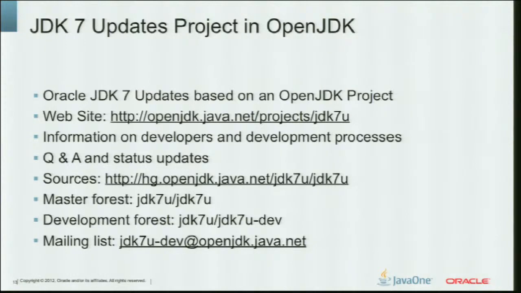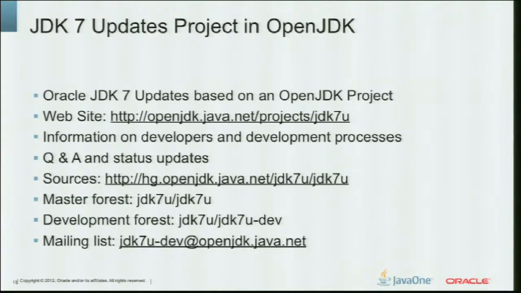And of course, there's the website I mentioned before on openjdk.java.net, which has all the information on who the developers are, what roles there are in the project, and particularly how the development processes work. So what we do actually to make this stuff work and ship and make it high quality. And there is additional information on Q&A, so the typical questions and answers, and status updates on where we stand, what we're building towards, and what kind of fixes we're open for.